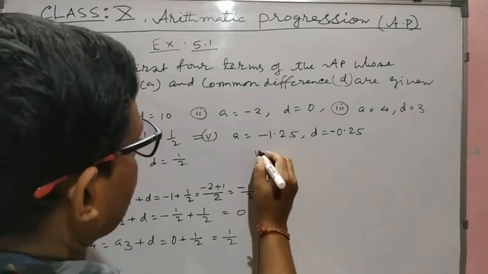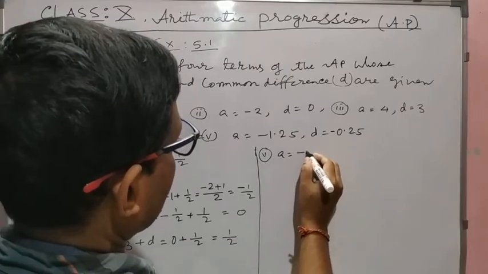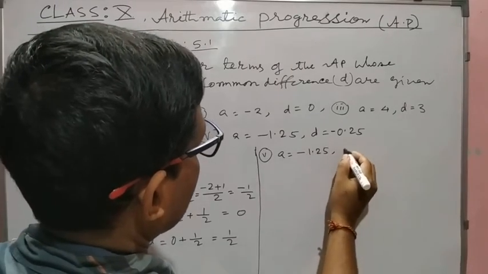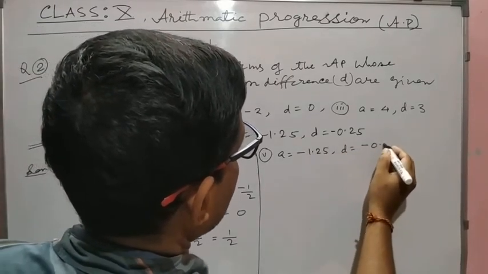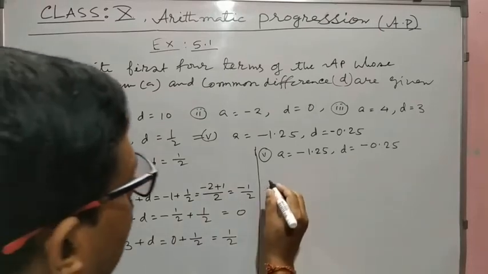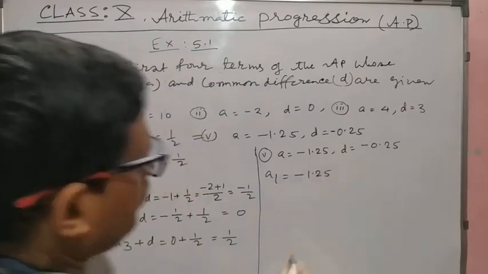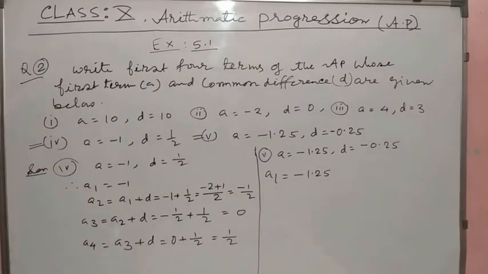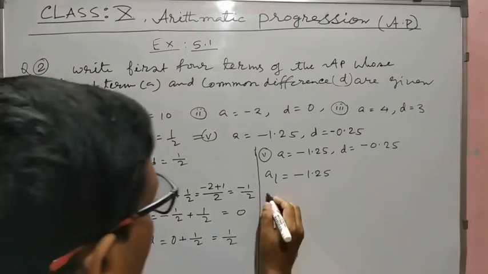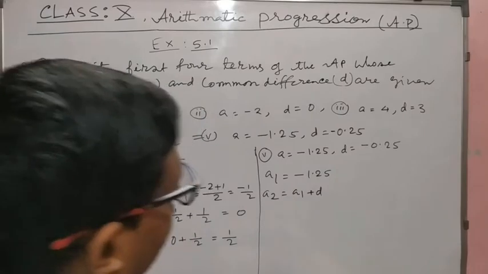Question number 5. In question number 5, A equal to minus 1.25, D equal to minus 0.25. So, first term, A1 equal to minus 1.25. That is A1, first term. Now let us find out second term. Second term equal to first term plus common difference.